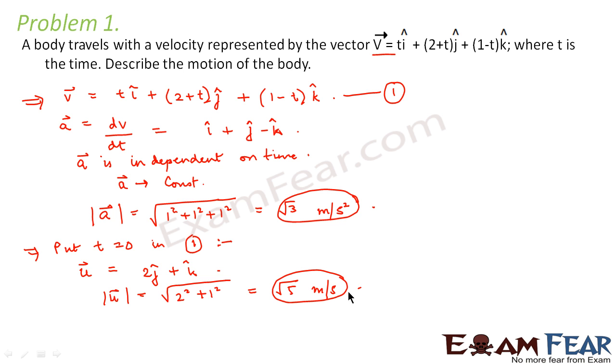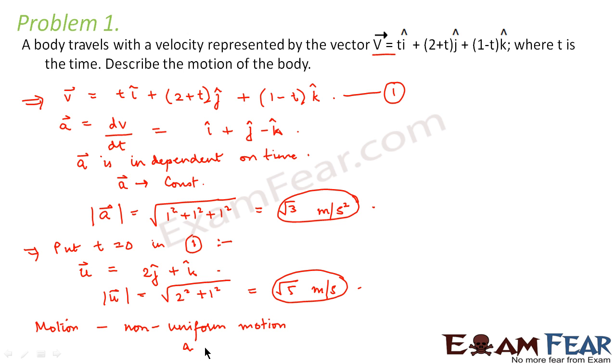Now we can describe the motion of this body. So we can say that the motion of the body is non-uniform. Why non-uniform motion? Because uniform motion is one where the body moves with uniform velocity, right? But in this case, we see that the body is moving with a constant acceleration. Therefore, the motion is non-uniform. Non-uniform means that velocity keeps changing with time. So that is a non-uniform motion.